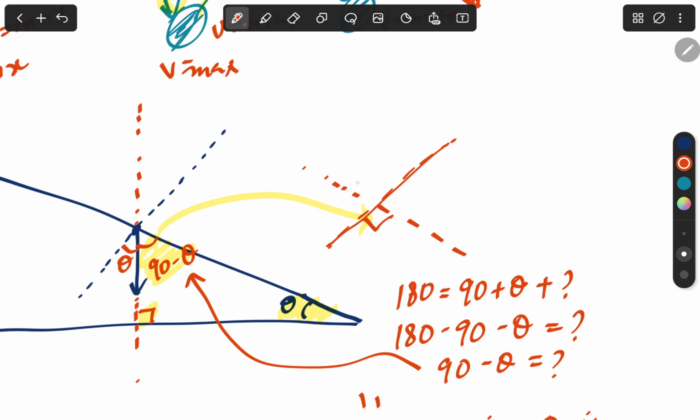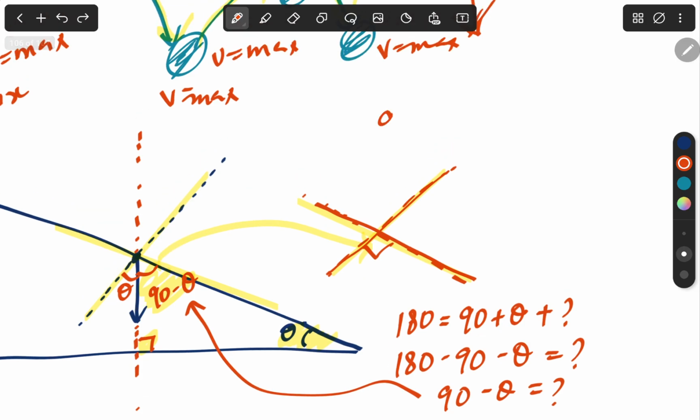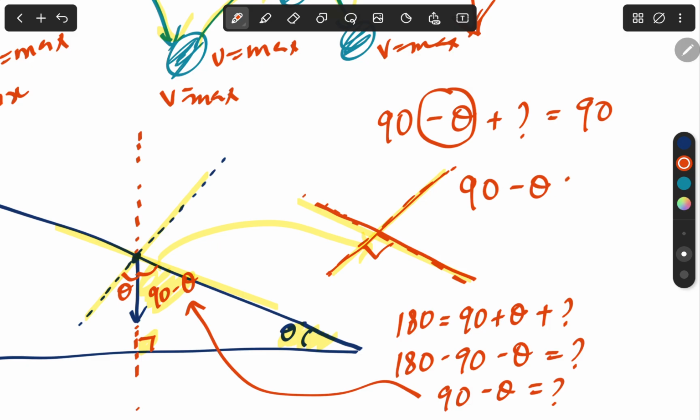Now you see this entire thing. You see this is the vertical and the horizontal. So you see this angle here is 90 degrees, right? Which means 90 minus theta plus this question mark. Let's say question mark equals 90, right? So I want to get rid of this minus theta, so I will do 90 minus theta plus theta, which is going to be 90 degrees. So 90 equals 90.